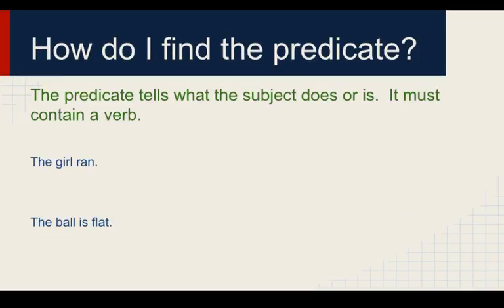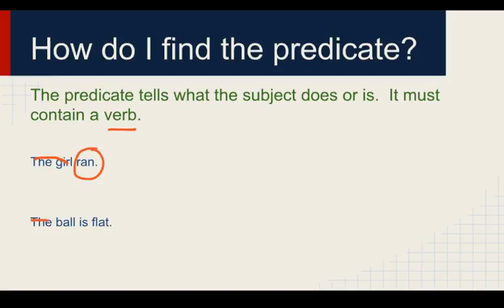Now, how do we find the predicate? The predicate tells what the subject does or is. It must contain a verb. So in our first sentence, the girl ran, we already determined that the girl was the subject, so we can cross that out. And what did the girl do? She ran.